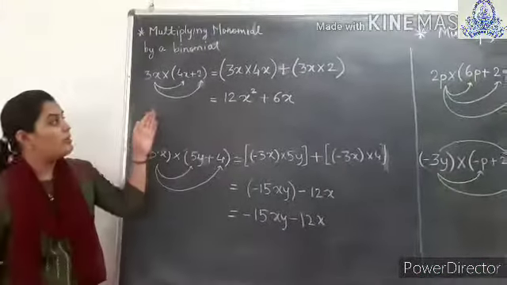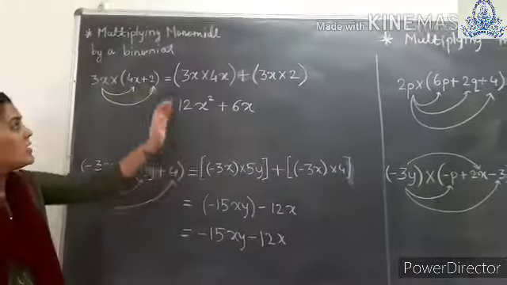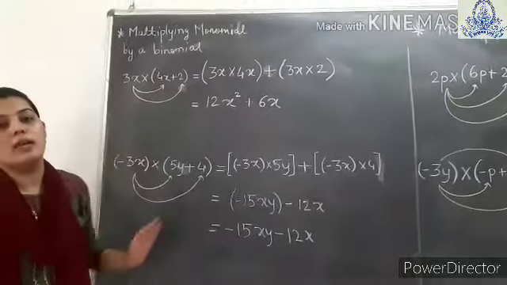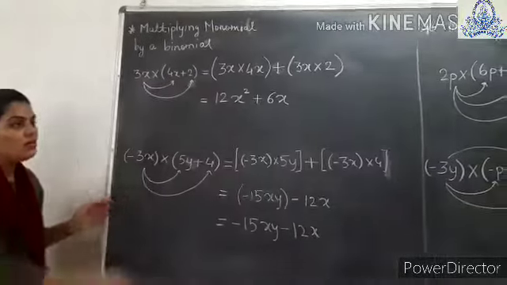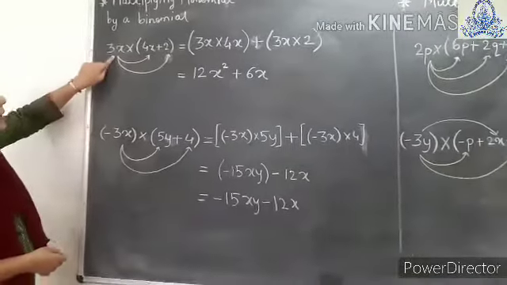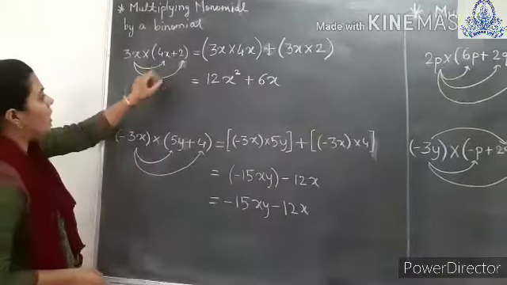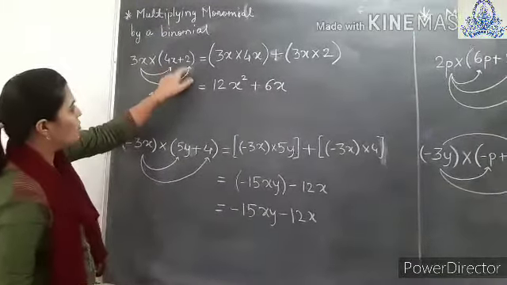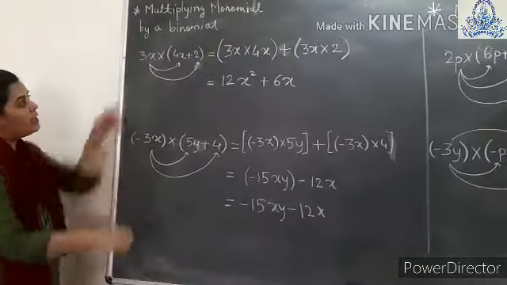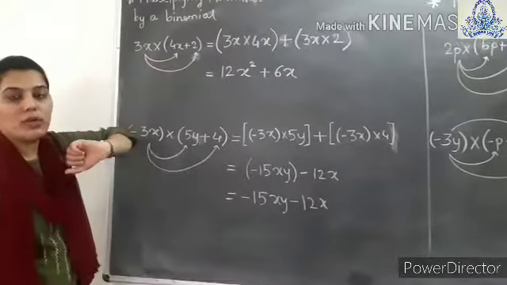Have seen multiplying a monomial with a monomial. Now in this video we are going to see multiplying a monomial by a binomial and multiplying a monomial by a trinomial. Okay. Now how to multiply a monomial by a binomial? Now see, this is a monomial, 3x. It consists of only one term, so it is a monomial. Next polynomial, that is 4x plus 2. It consists of two terms, meaning it is a binomial. So we have to multiply this monomial with this binomial. Now how to multiply this?